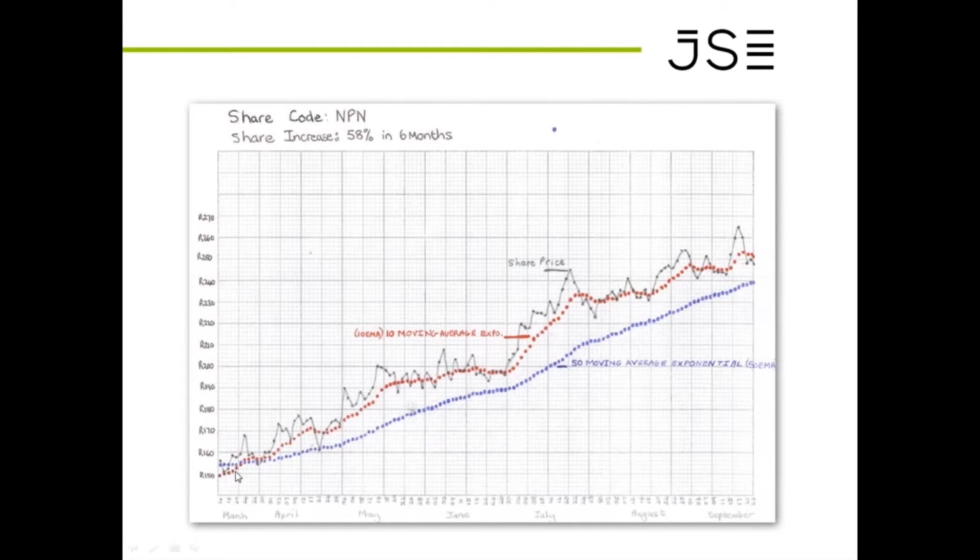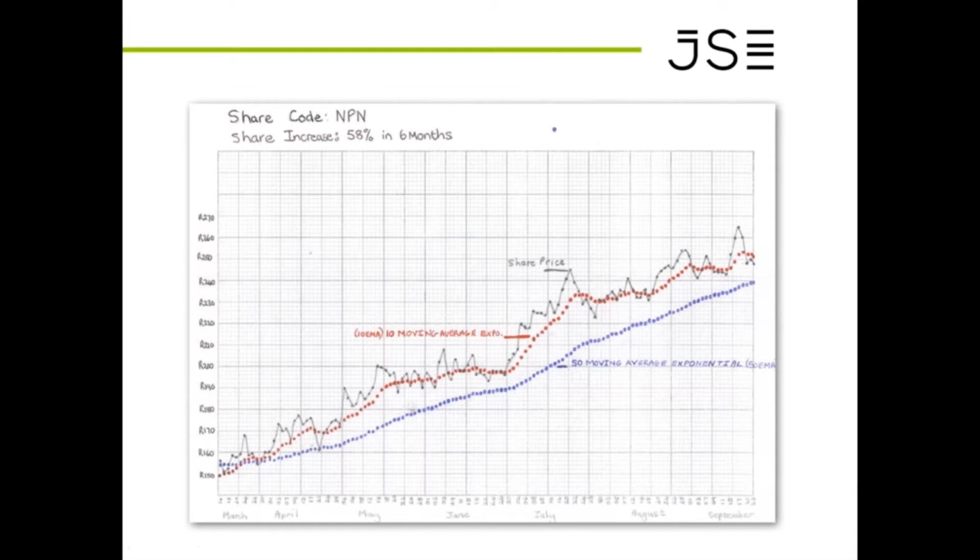Here's an example of NASPAS, created a number of years ago, where I took chart paper and plotted the price of the NASPAS share. It is now sitting at probably 2,000 something rand a share. When I plotted it, this must have been in 2009, it was sitting around 150, 160 rand a share. Quite incredible. And here you can see a 10-day moving average, the red line, and a 50-day moving average, the blue dotted line. The black line over there in pen is the price.